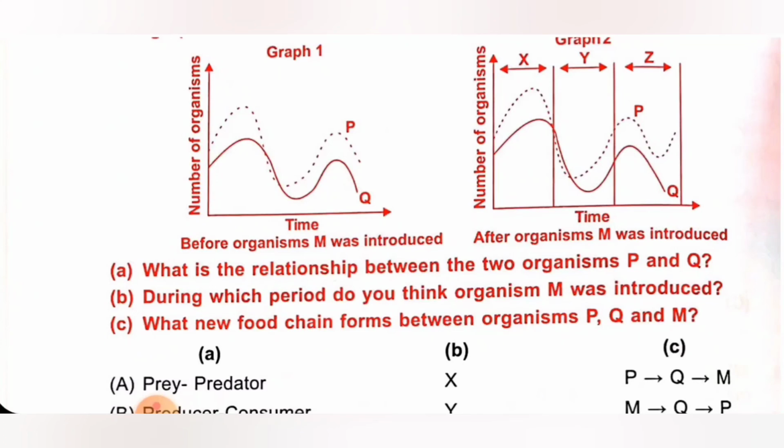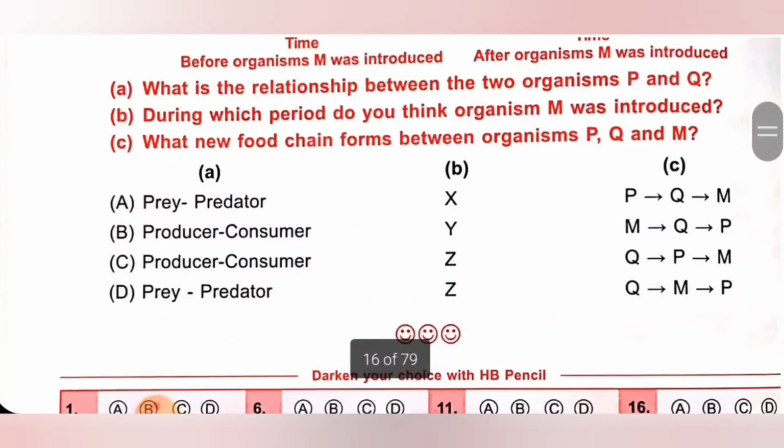And then for the third question, what new food chain formed between organisms P, Q and M? Okay. So graph 2 shows that on introduction of organism M, population P increases. Okay. And population of Q goes down. That means Q is eaten by M and M is eaten by P. Okay. So the correct option for question A is prey-predator relationship. So for question B, Z. For question C, Q, M and P. So option D is the correct answer.